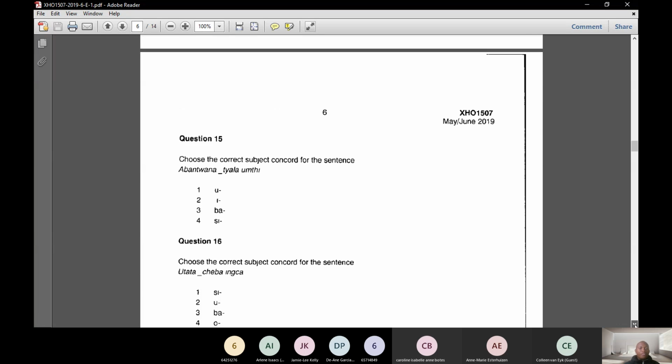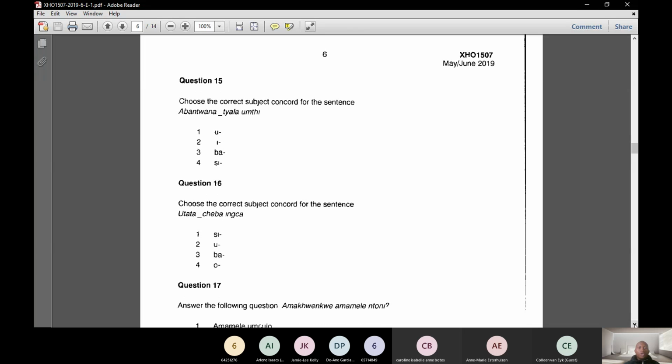Lusebenza egadini. For number 15, choose the correct subject concord for the sentence abantwana dash tyala umthi. Is it number 1, U, number 2, E, number 3, ba, number 4, C? Number 3 is correct. Abantwana batyala umthi. You see, it's aba, ba. If it was isitya, sihle, it was going to be C.